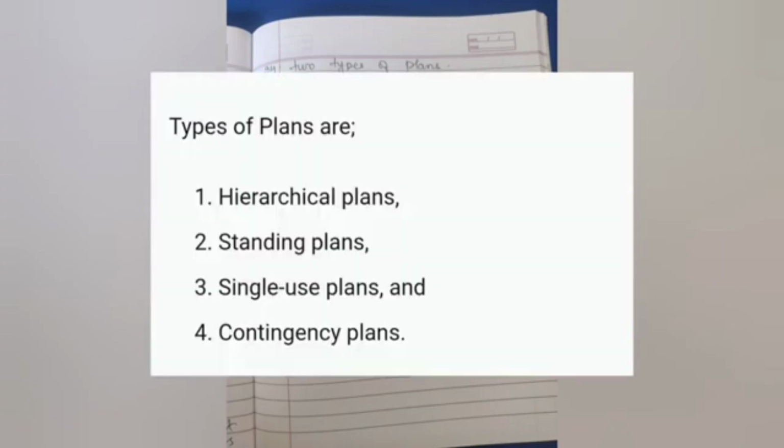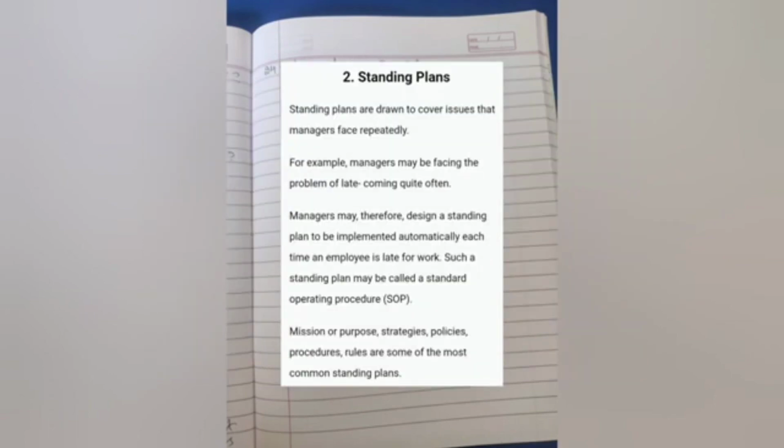After this, what do we have? Okay, so the time for the final question is 2 types of plans. So you may write any of these plans, like hierarchical plans, standing plans, single use plans, or contingency plans. In this I have taken standing plans. Standing plans cover issues that a manager faces repeatedly, like coming late, not wearing ID cards. So they may try certain kinds of strategies to deal with that.